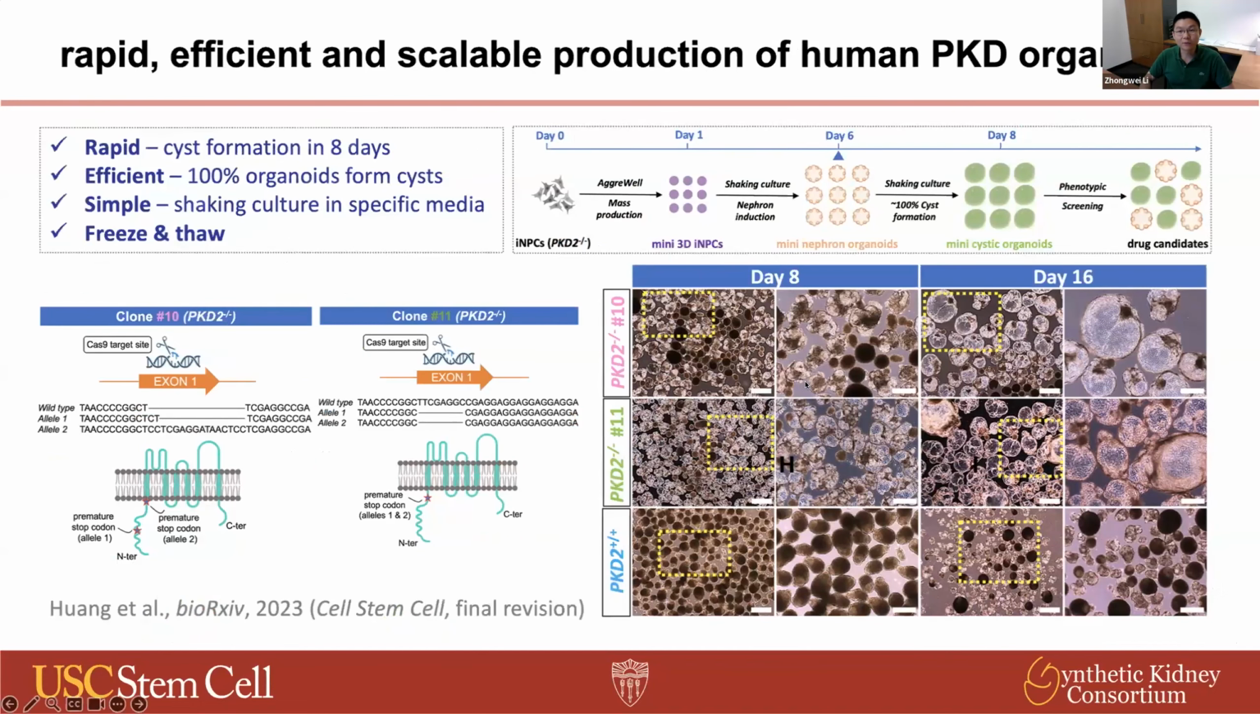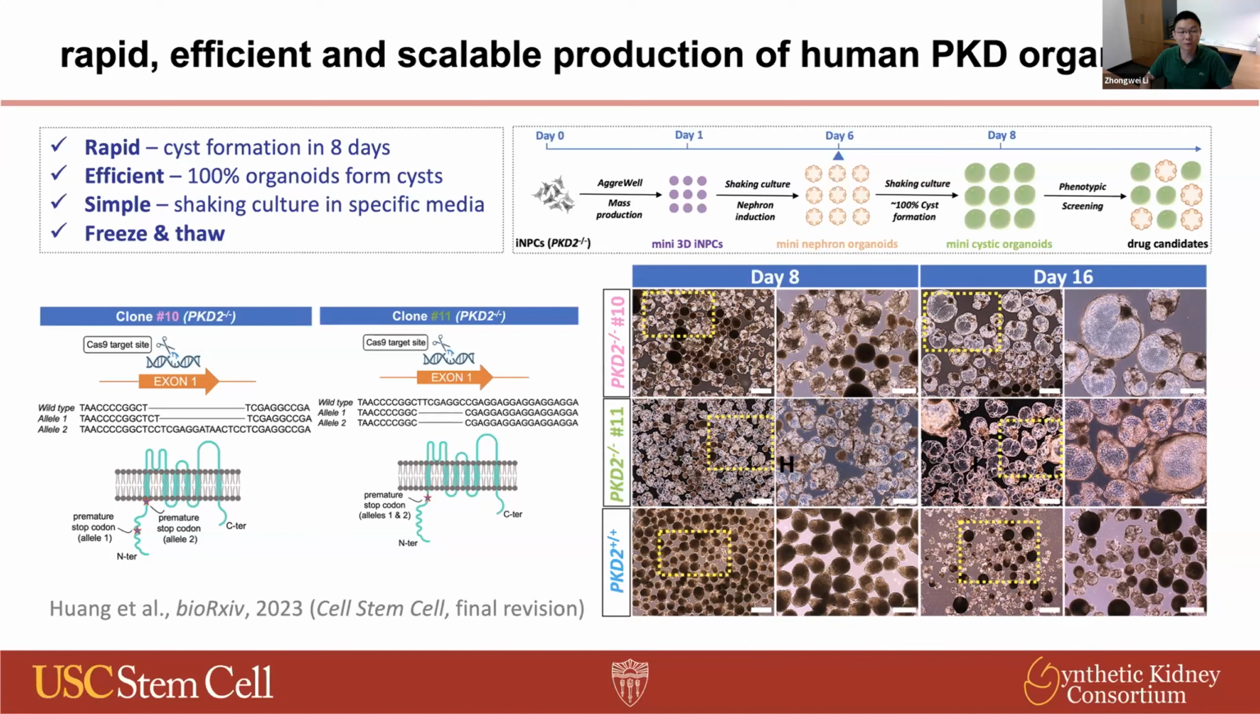So in the human model system, again, we can introduce PKD2 mutants and generate those expandable human NPC9s. And using a similar shaking culture system, we can get these scalable models of PKD in the human. In human, specifically around day 8, instead of day 3 or 4 in the mouse, we can see big cyst formation, which grows bigger and bigger. So 100% of the organoids would form cysts.